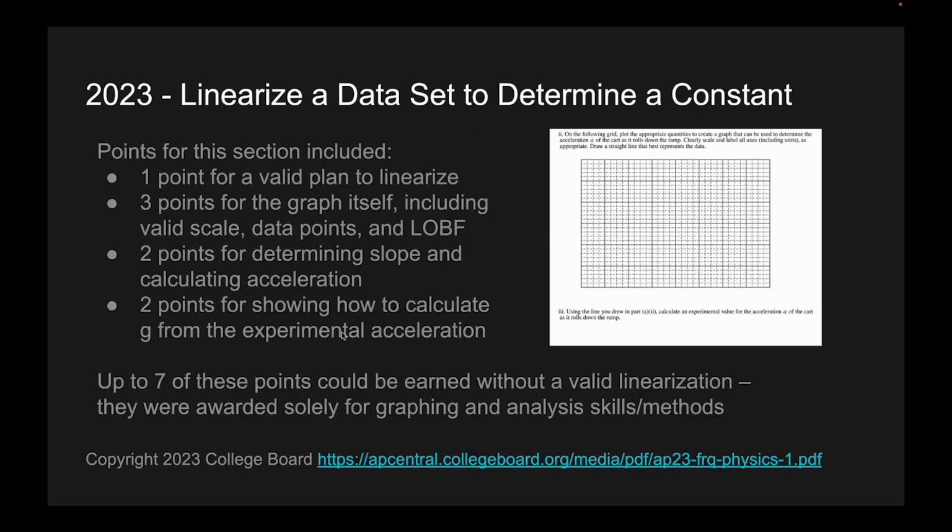But you would get a graph. And if you followed through on that plan and you did a good job with your graph, you could still earn 7 of the 8 points, even if we had a not perfect plan, a not valid plan for the linearization. They were looking for you to demonstrate your lab skills, and as long as you did follow through, you could still earn those. So it's important to remember that displaying these skills is valuable, independent of the analysis plan that you come up with. One mistake doesn't have to sink your whole score. Okay, so hopefully that takes a little bit of pressure off.